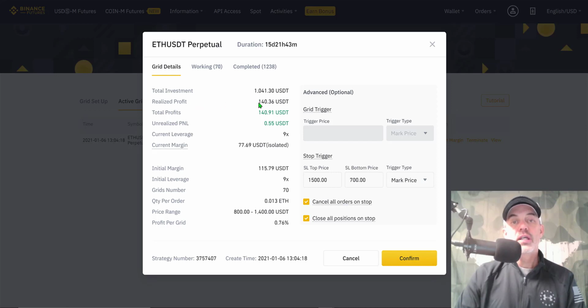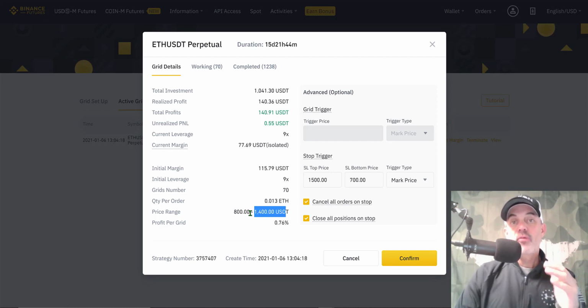Realized profit so far is $140 in 15 days. Unrealized profit is 55 cents. I was using leverage of 9x. Current margin is $77. I chose the isolated version. My initial margin was 115 with, again, 9x leverage. The number of grids, essentially limit orders that I deployed, was 70. The quantity per order, essentially each grid, was 0.013 ETH. And my upper and lower range of the grid: the bottom was 800 and the top was 1400.